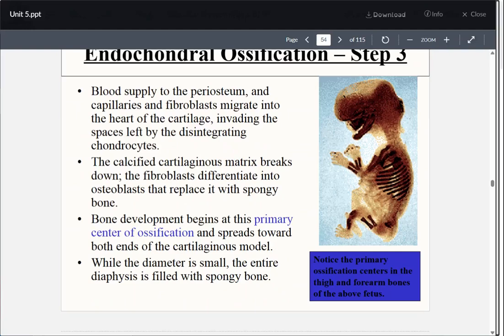So, just spongy bone. Here we have a fetus, and if you look at the thigh and you look at the forearm, you can see primary ossification centers for these particular bones. They're super small. There's not a whole lot going on. There's not a lot of these guys. We have some going on in the ribs. We really don't have much ossification going on. This guy is mostly cartilage. And this is a good thing, because if we were bone when we were born, we would not fit through the birth canal very well.